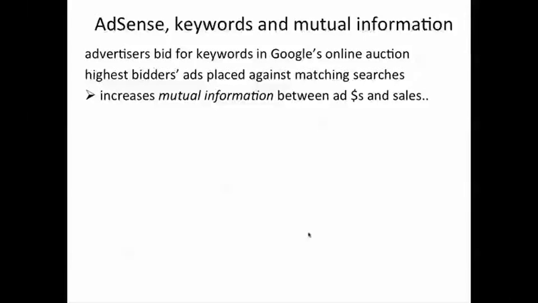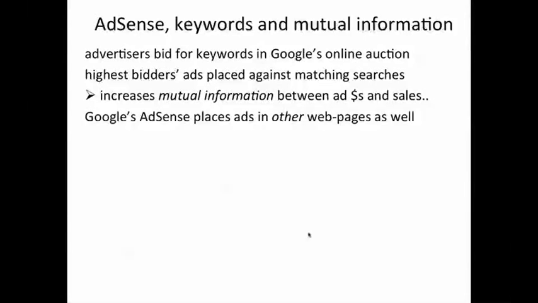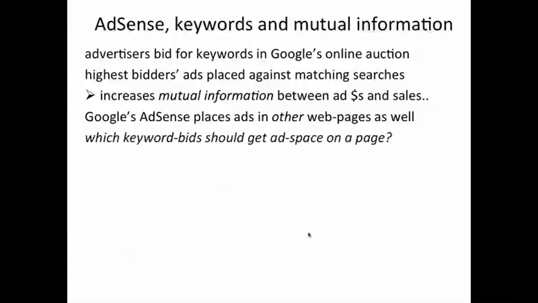To see mutual information in action, let's turn to AdSense, which is the mechanism that Google uses to place ads in web pages other than search results. In such cases, there are no search terms against which to match the keyword bids. So, what AdSense does is it figures out which are the right keywords that best represent the web page's actual content, and use these to decide which keyword bids should get ad space on the page.